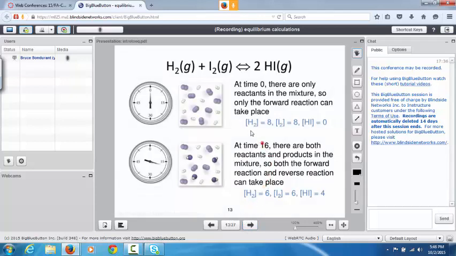So this is an example. H2 plus I2 makes 2HI. If you were to look at the molecules, you mix these two together, and the instant you mix them together, you have just hydrogen and iodine and nothing else. Now, after, let's say, 16 seconds, some hydrogen iodide has formed, and you still have a lot of reactants, of course.